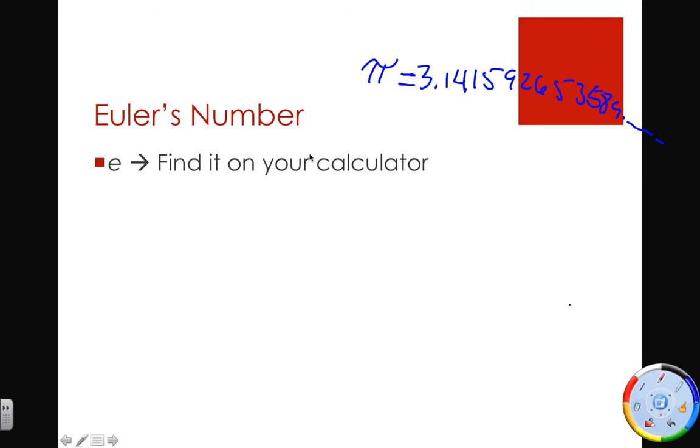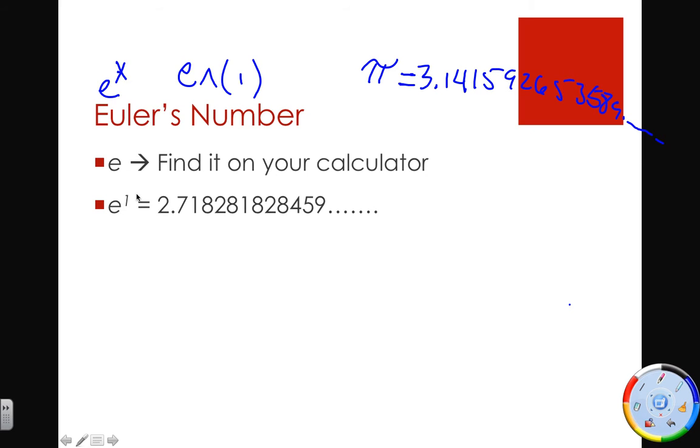And you can find this number on your calculator. It's going to be probably e to the x or something thereof. And when you plug that into your calculator, you're going to get e caret something. And if you want to make sure for yourself, you would just plug in a 1, because I'm going to say e to the first power is 2.7182818288459, and it keeps going forever, just like pi.